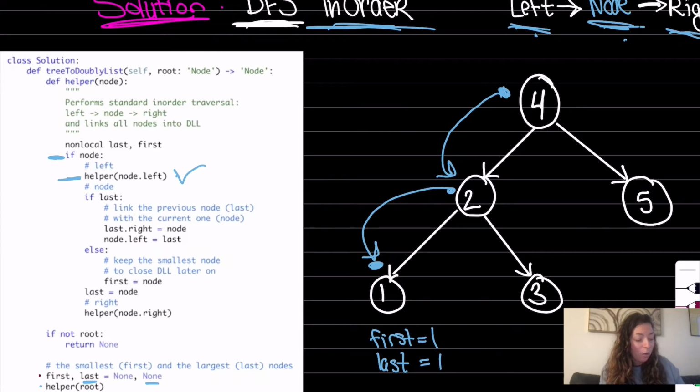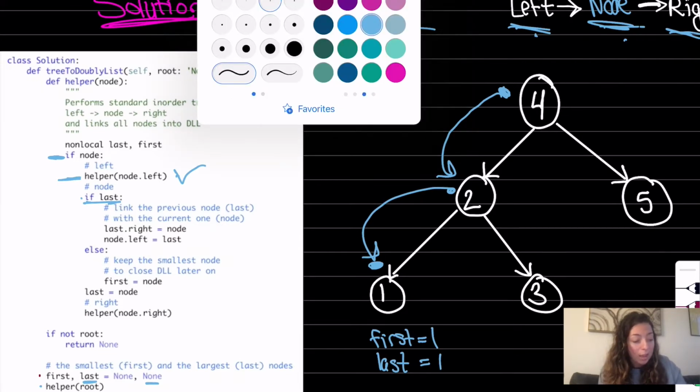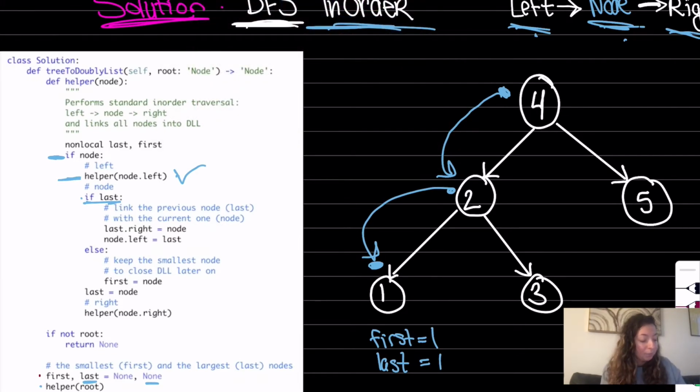So now I go here, if last. Is there a last? Yes, there is. So I can go into this if clause. So now what are we doing here? Now this is where the linkage happens, okay? So here I'm saying last, which is 1. So the right is going to be the current node.